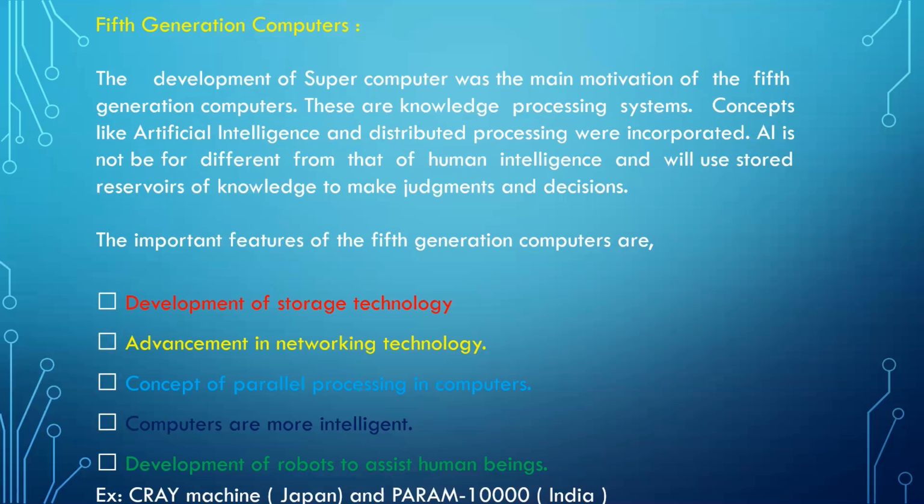And the development of robots to assist human beings. With the help of the concept of artificial intelligence, robots were developed, and expert systems were developed to help human beings in taking decisions and judgments. Examples are the Cray machine that was developed by Japan, and Param 10,000, which was developed by India. The first Indian supercomputer is Param 10,000.